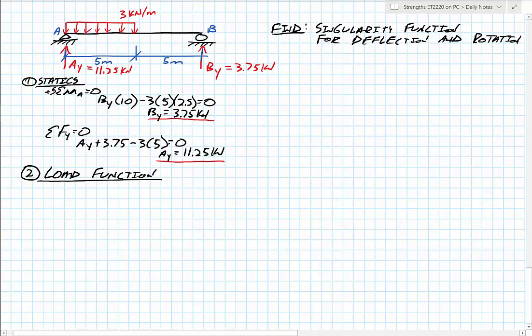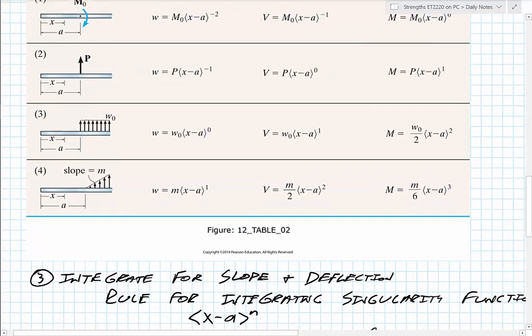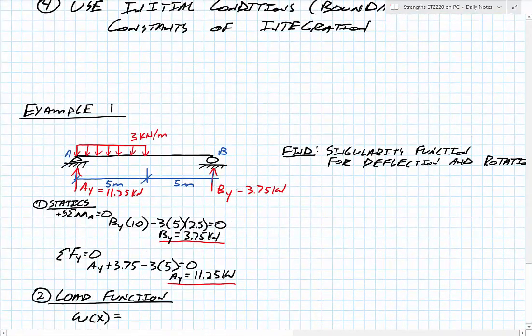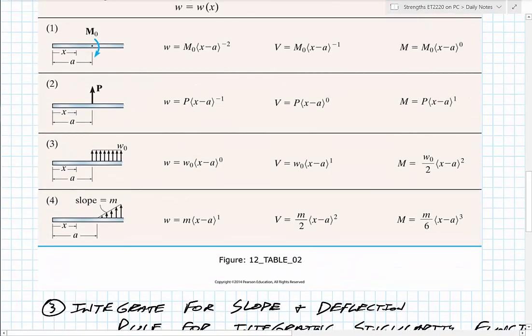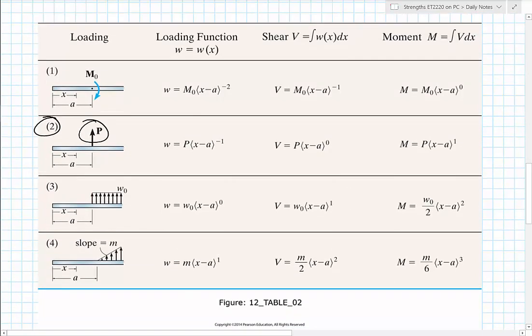So looking at the loading function, my load, omega, is a function of x. To develop this equation, I'm going to look at each one of these forces and distributed loads, and I'm going to use our table that we had last time. The first thing I'm going to look at is that 11.25 kilonewtons right there, and that's a point load. So I come up to my table and I see that's case number 2, point load, straight up. I'm doing the loading function W, so this is the equation I'm going to add for that.